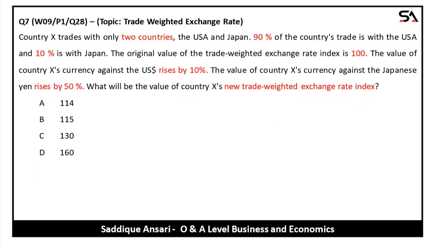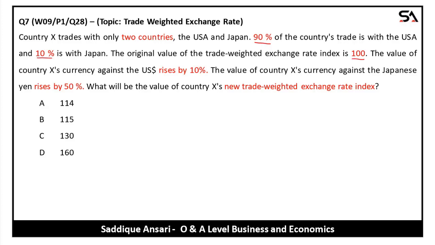The first MCQ is taken from Winter 2009, paper 1-2, question 28 and the topic is trade weighted exchange rate. Country X trades with only two countries, the USA and Japan. 90% of country X's trade is with the USA and 10% is with Japan. The original value of the trade weighted exchange rate index is 100.